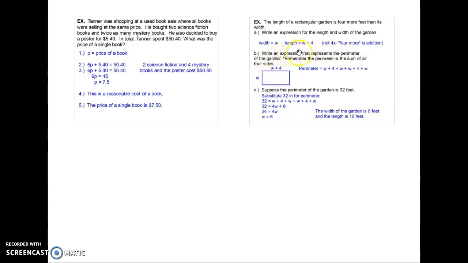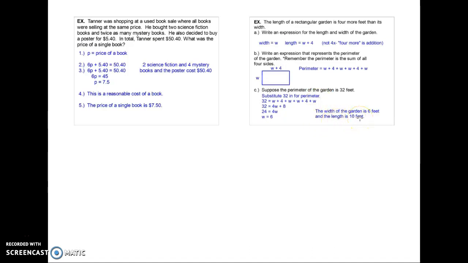Now, part B, write an expression that represents the perimeter of the garden. Okay, perimeter is the sum of all 4 sides. We've done this before. Okay, W plus W plus W plus 4 plus W plus 4. Then suppose the perimeter of the garden is 32 feet. Okay, well, perimeter 32 would go right here, equals W plus 4 plus W plus W plus 4 plus W. Combine like terms, solve a 2-step equation, you end up with W equals 6. Now, if the width of the garden is 6 feet, we knew the length was 4 more than that, so the length is 10 feet.